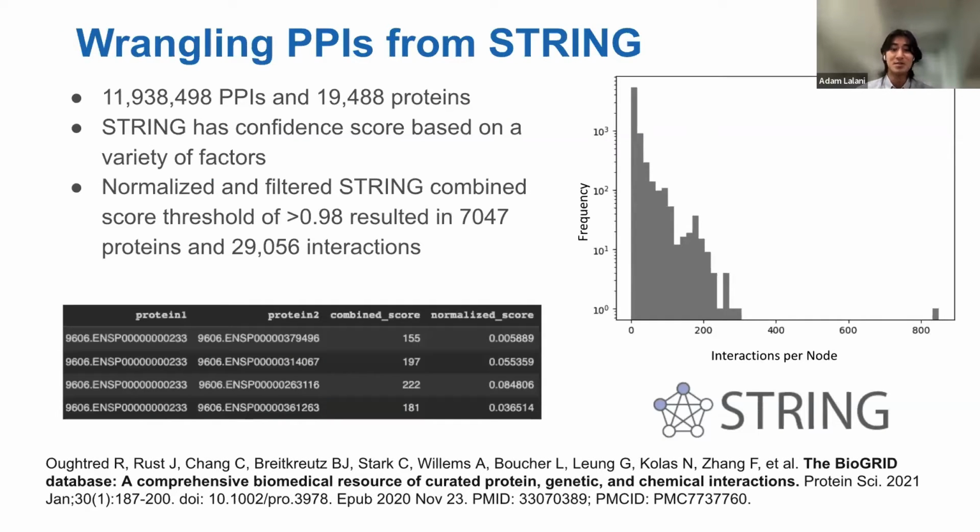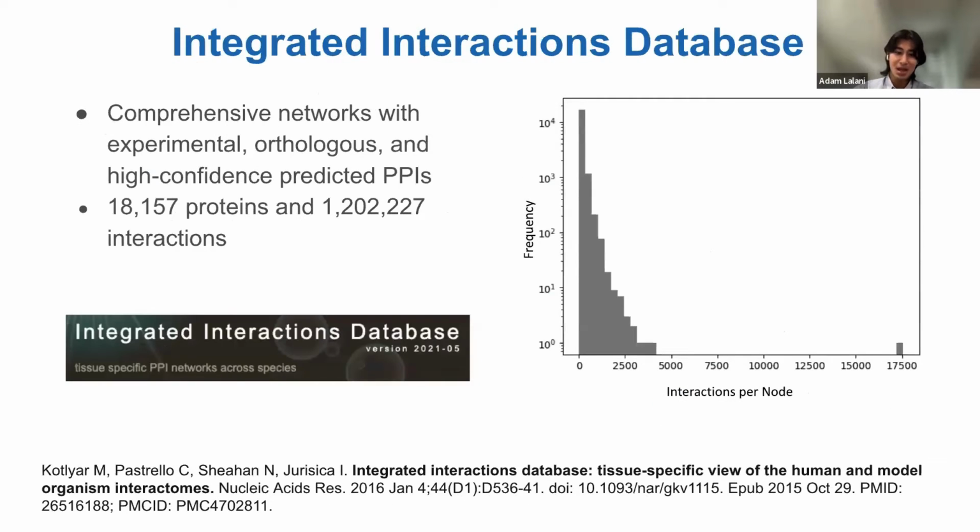String has just under 12 million PPIs in its database. Due to this large number, we decided to only take from String the highest confidence interactions with a threshold of confidence score greater than 0.98. We're left with 7,000 proteins and about 29,000 non-redundant PPIs. Again, a power law distribution for the plot can be seen.